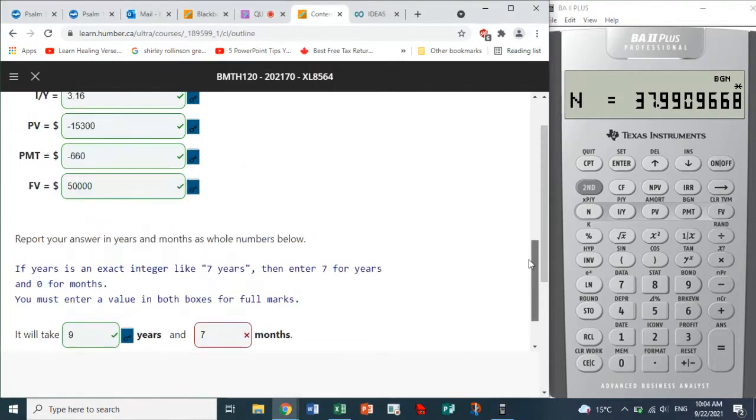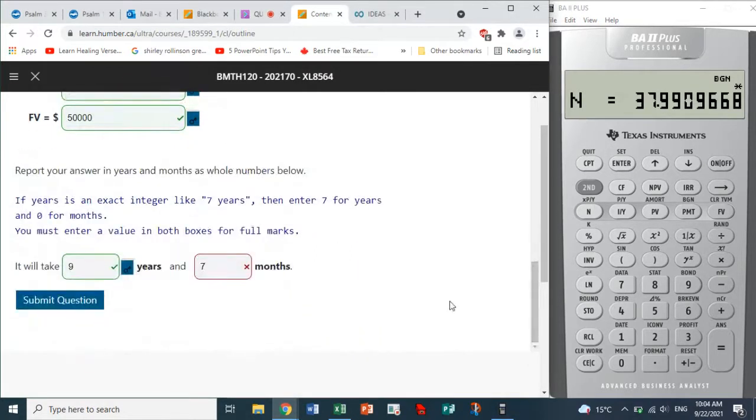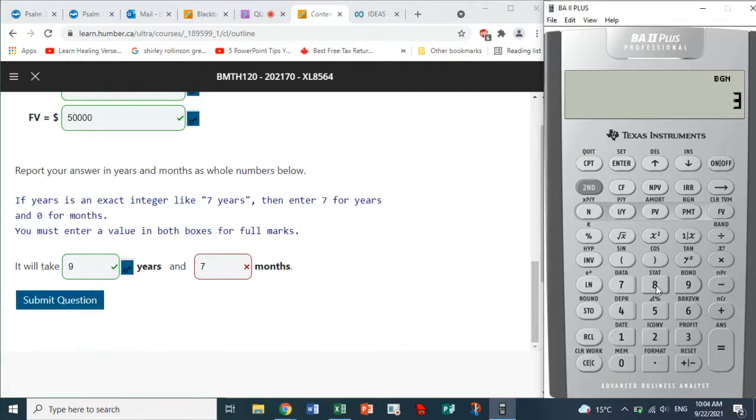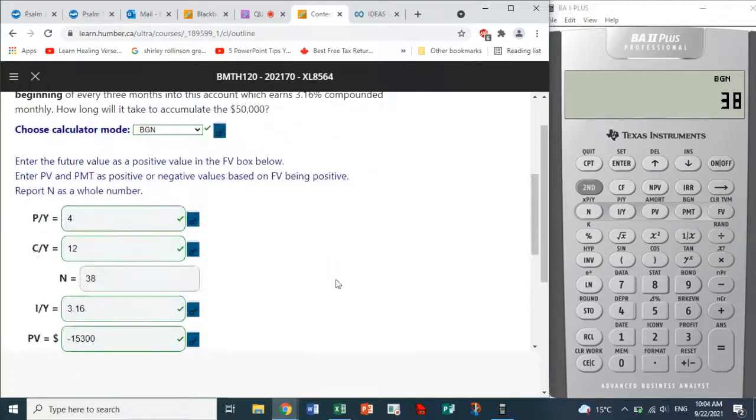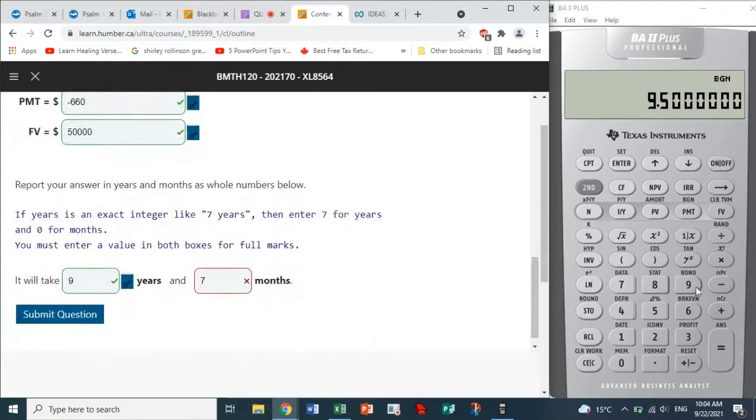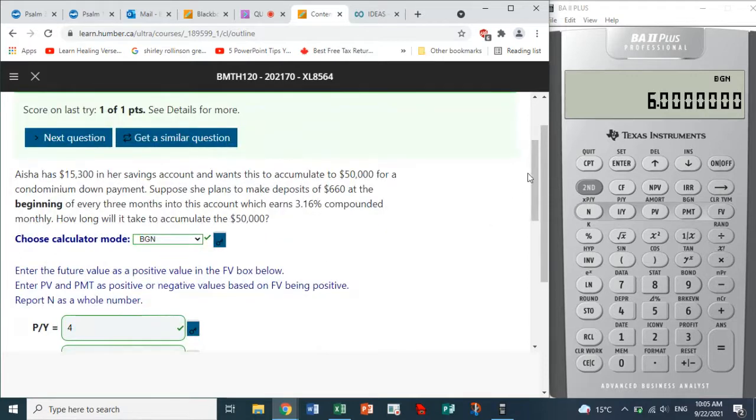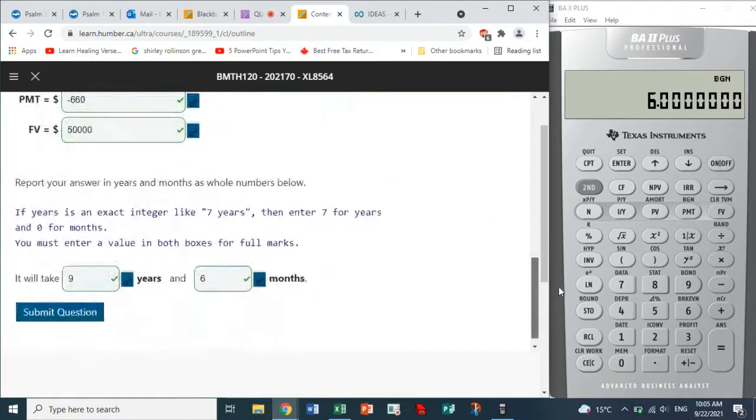It should be 38. Is it 38? Yeah, sorry about that. So it's 38, and we divide that by 4, and we get 9.55. So we just subtract the 9, and we'll get 0.55. We multiply that by 12 to get the number of months, and the number of months will be 6. So now we submit, and the answers should all be correct.